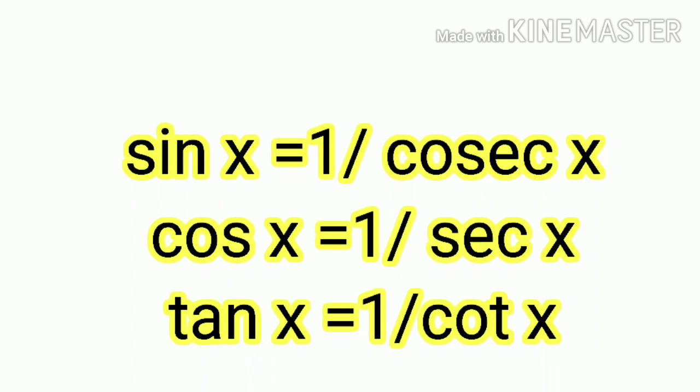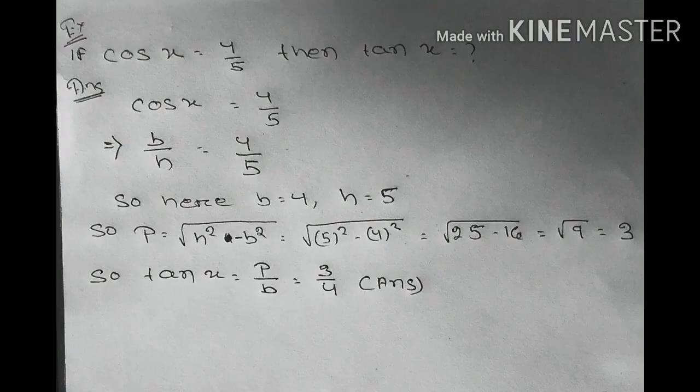Then you have to just remember that sin x is equal to p by h, cos x is equal to b by h, and tan x is equal to p by b. That's all. Simple. Here is an example: given that cos x is equal to 4 by 5, we have to find tan x.